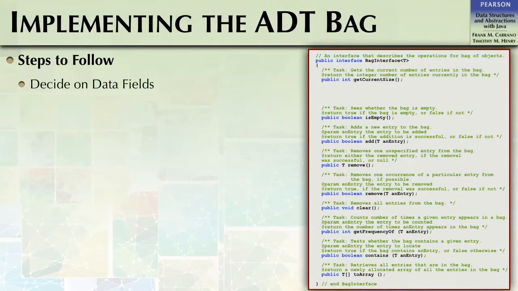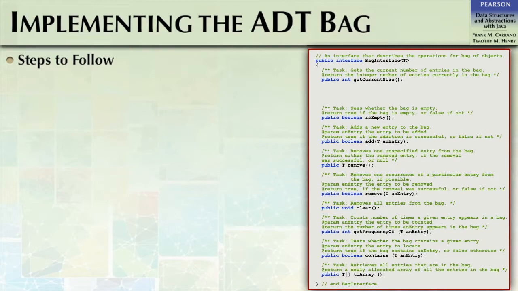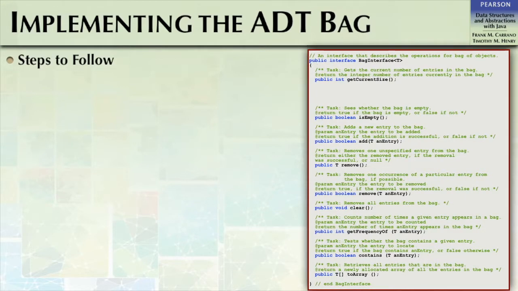This lecture presents an implementation of the abstract data type bag using an array data field to store the items in the bag. When you use an array to organize data, the implementation is said to be array-based. In future lectures, we'll present another approach to storing data in a collection. Earlier, we developed a Java interface for the ADT bag, the interface BagInterface.